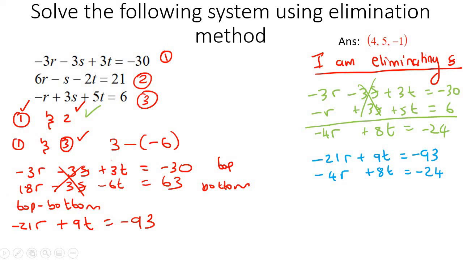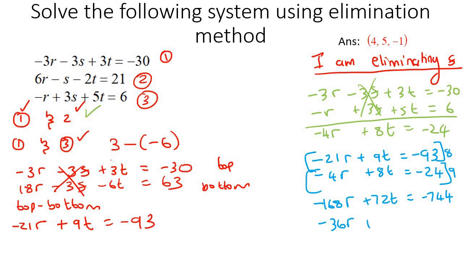Maybe there's a better one, I don't know, but I'm going to multiply this entire equation by 8, and I'm going to multiply this entire equation by 9. So we end up with negative 168r, plus 72t equals negative 744. Okay? And then for the next one, I'm going to multiply everything by 9. So it's negative 36r, and then plus 72t, and then 24 times 9 is negative 216.